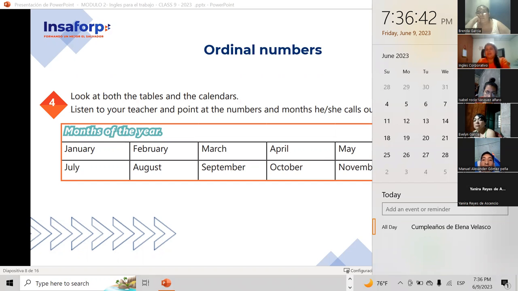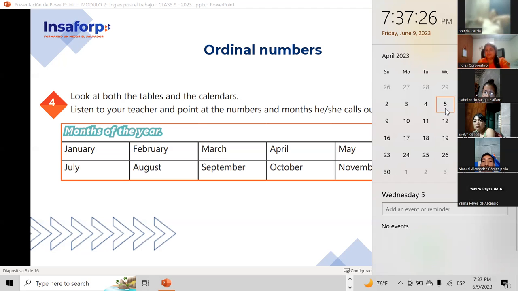Okay, yo comienzo con eso. Okay, ahora yo le pregunto a Manuel. Another month. Voy a buscar otro mes, Manuel. Okay, this one. Lean esta fecha que está aquí arriba, ¿ve? A ver, esta. Tell me the date that I'm pointing. Wednesday, April 5th. Remember that. 5th, 2023. Okay. Very good, Manuel.